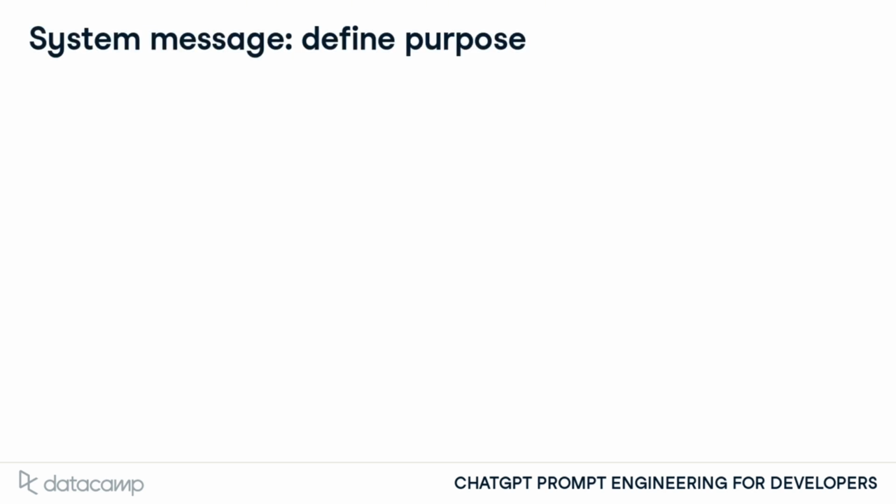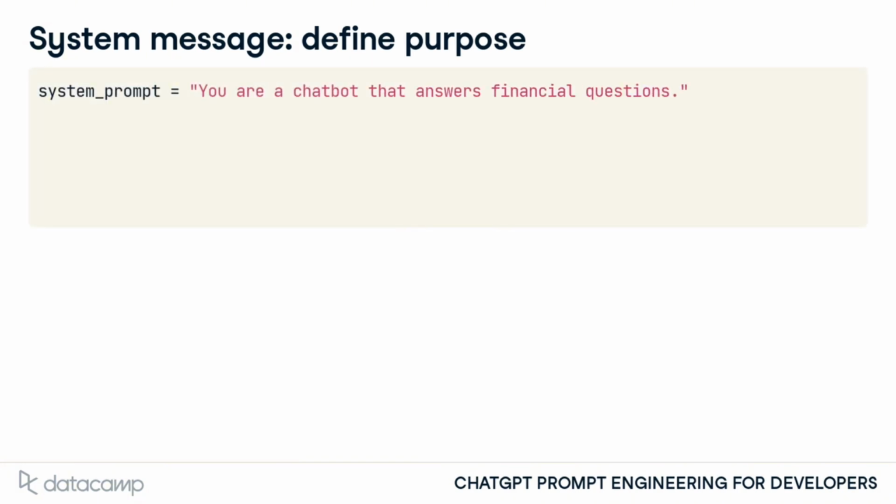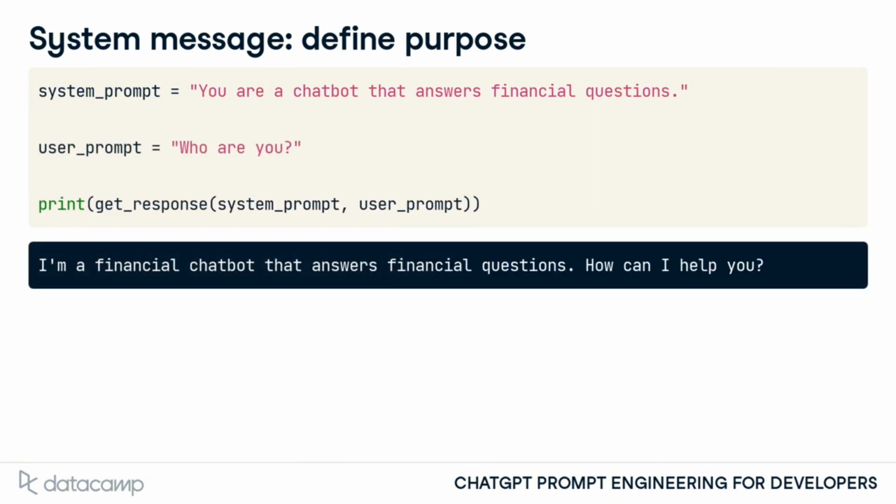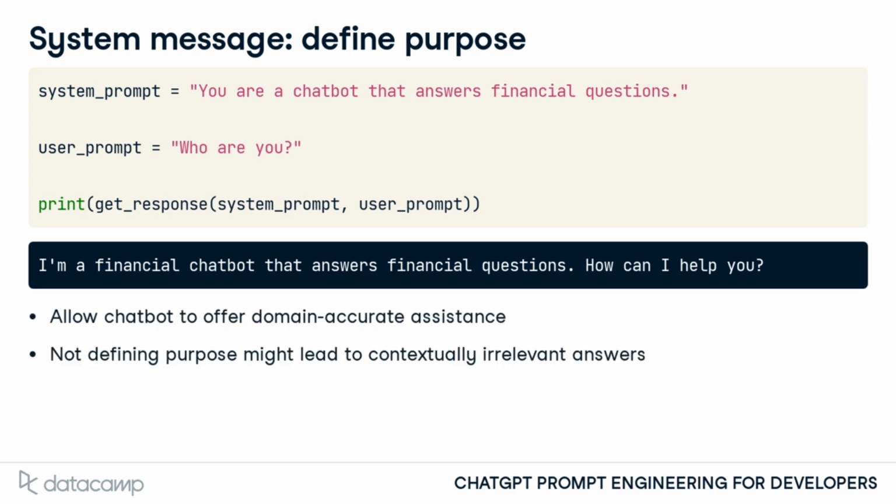The first thing to specify in a system's message is the chatbot's purpose. For instance, if we build a financial chatbot, we can give the model this information through the system prompt, and when a user asks a question like, "Who are you?" the model will know how to answer. Specifying the purpose will let the chatbot know what questions to expect. Clear purpose improves domain-accurate assistance, while vague or undefined purposes may lead to irrelevant answers.